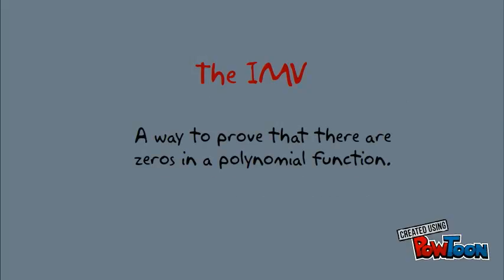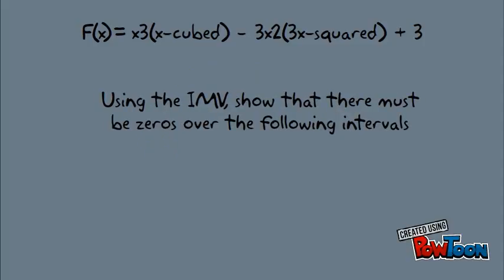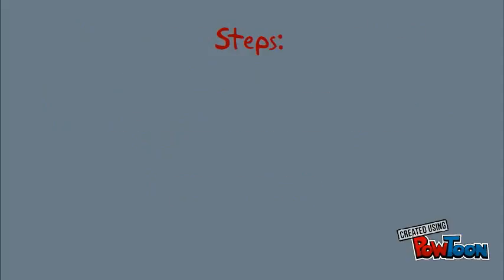First off, the IMV is a way to prove that there are zeros in a polynomial function. In other words, the IMV finds the polynomial's x-intercepts. Let's start with this equation: f of x equals x cubed minus 3x squared plus 3. Using the IMV, show that there must be zeros over the following intervals: -1 to 0, 0 to 1, and 1 to 2. There are several steps to solving the IMV.